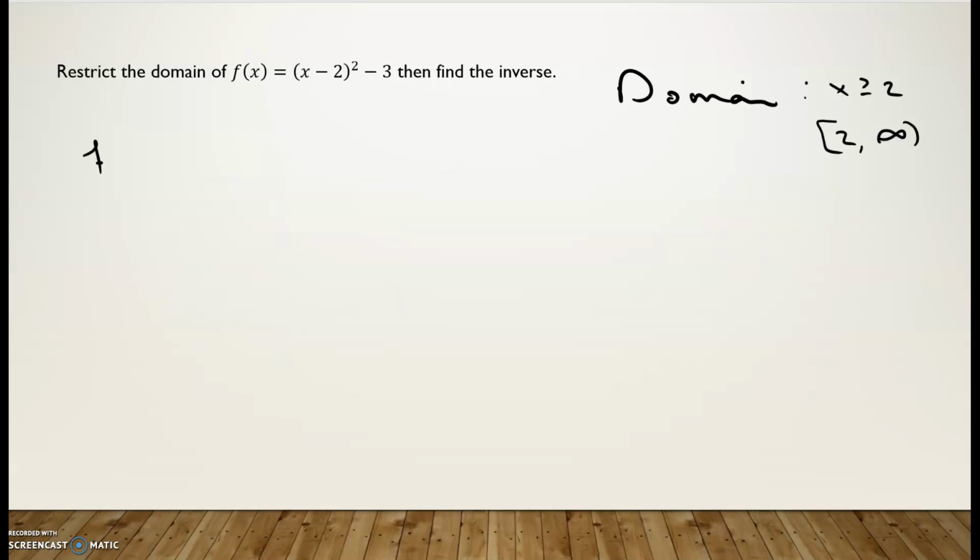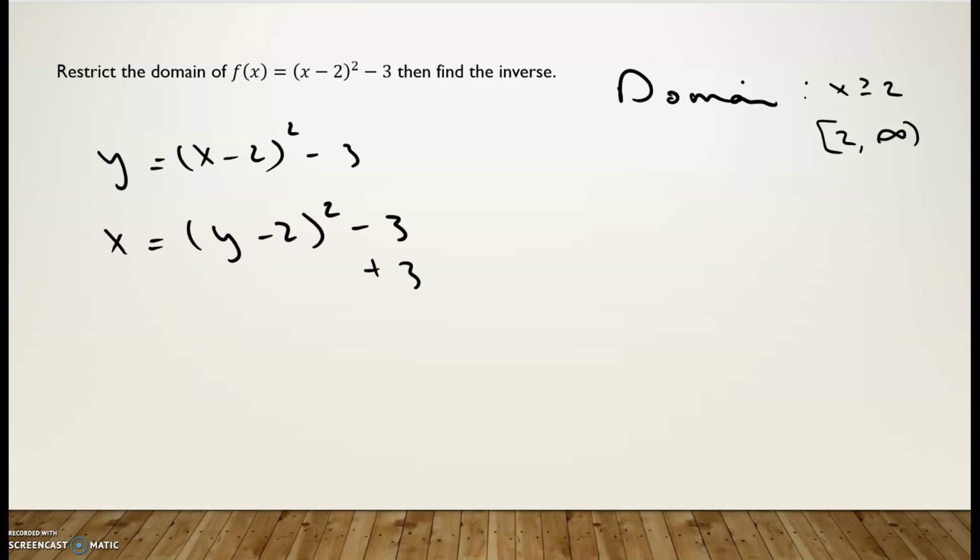Okay, so f of x is equal to, and I'm going to replace that with y. So y is equal to (x minus 2) squared minus 3. Switch the x and the y. I'm going to add 3 to both sides. So y minus 2 squared. Now I need to square root both sides.